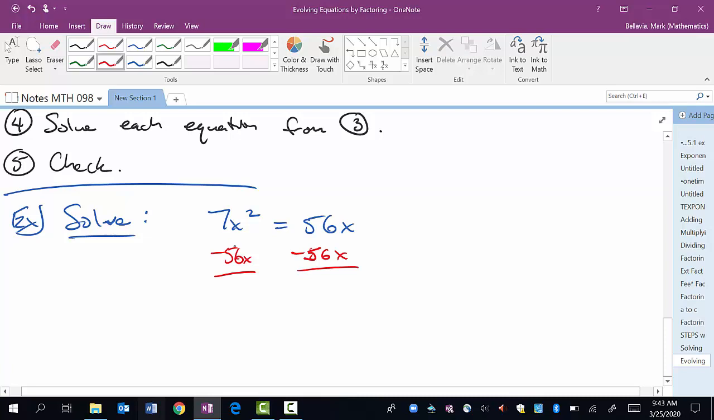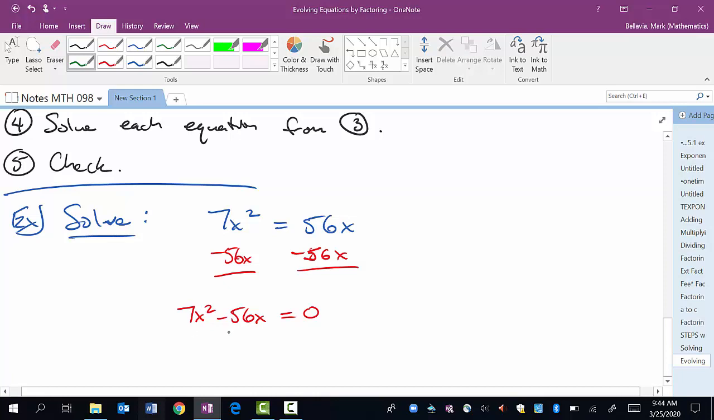Now remember, these aren't like terms. You can't combine them, so you are actually going to write them just in a line. So we have 7x squared minus 56x equals 0. Make sure you write it in descending order. That's important when you're factoring. Once we've got one side equal to 0 like we do now, we want to factor this non-zero side.